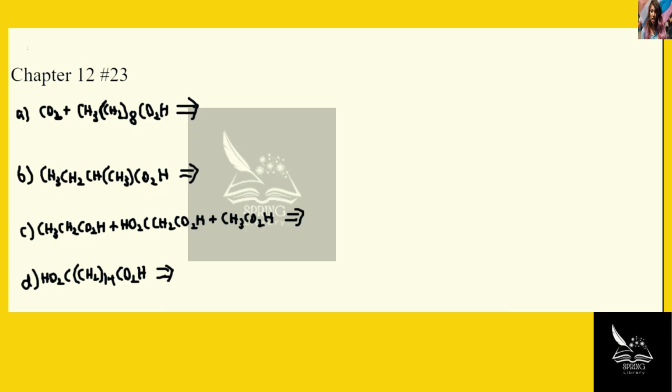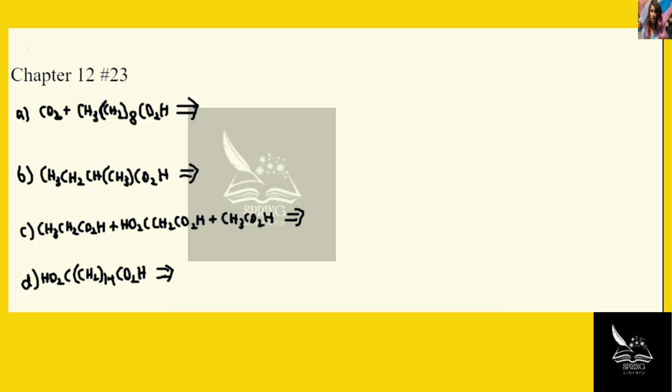This is the answer to Chapter 12, problem number 23 from the Smith Organic Chemistry textbook. In this problem, we're asked what alkyne or diyne yields each set of oxidative cleavage products. So we're basically working backwards here. We're given the products and we're asked to determine what the alkyne was from which these products came.